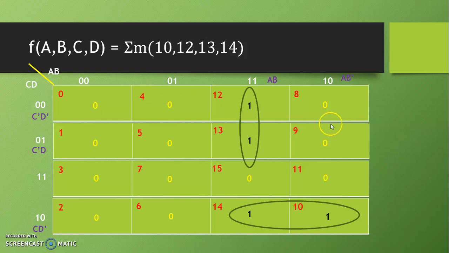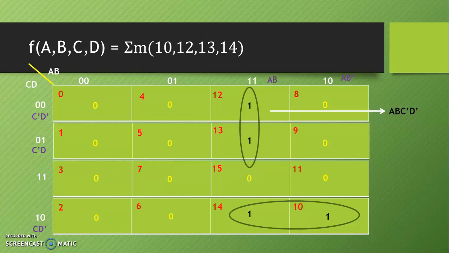So for cell number 12, we know that it is 1 1 and 0 0: 1 1 for AB and 0 0 for CD. So if we write the product term for cell number 12, then we can write AB because it is 1 1, and C bar D bar because it is 0 0. So the product term for cell number 12 is AB C bar D bar. This is very important.